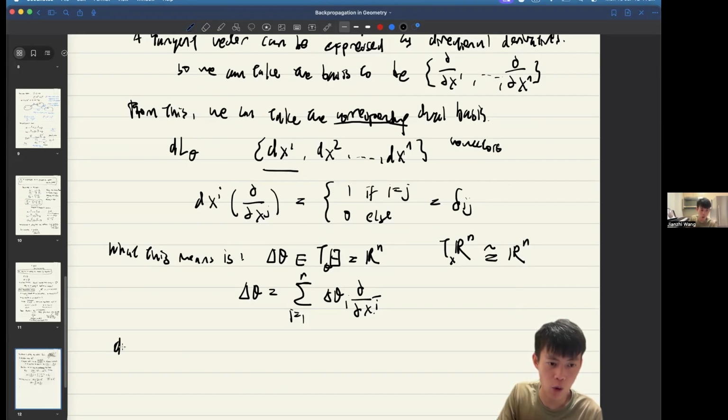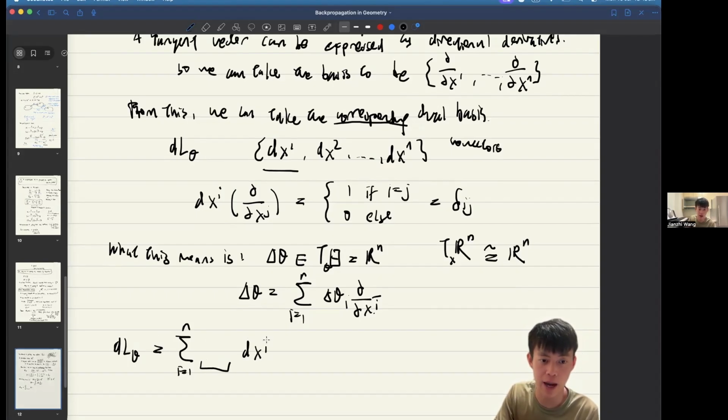Now consider the covector dL theta. It can be decomposed into a linear combination of the dual basis as well. So this is equal to the sum of i equal to 1 to n, right? Something times dxi. So what is this something? It is actually partial L partial xi. So remember that this dxi scores a change in the corresponding xi direction by 1, right? So the coefficient that is appended to it, how much we should weight the scorer, is precisely the partial derivative of the loss with respect to that direction.